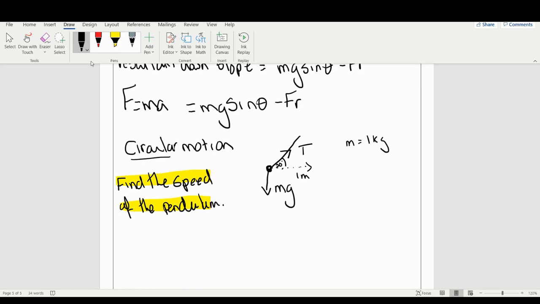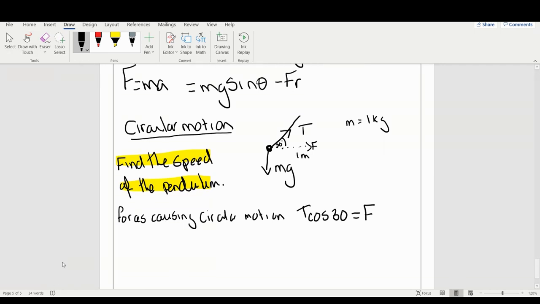I'm trying to find the speed of the pendulum. Now, I would normally say find omega first, but you haven't got enough information for that. So what I'm actually trying to do here is realize what is causing the circular motion in the first place. So the force is causing circular motion. If you look at this, this is where F should be, okay? This is the resultant force. The only force that's going to help with that is going to be T cos 30, okay? That is the force called F, okay? So let's actually find T.